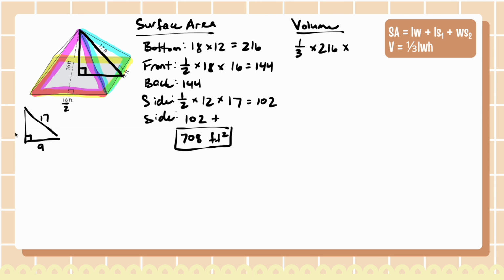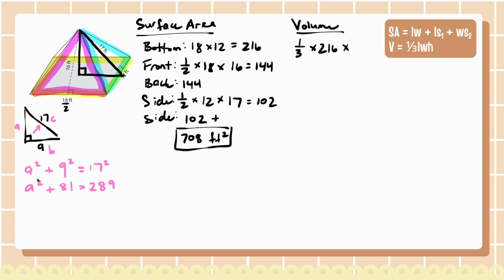To solve for this missing side, I'm going to use Pythagorean theorem. So let's start by labeling my A, B, and C. So across from my right angle is going to be my C. And let's just say this is A and then this is B. So let's plug that into a squared plus b squared equals c squared. So a squared is just going to remain the same. A squared plus 9 squared equals 17 squared. So that leaves me with a squared plus 81 is equal to 289.